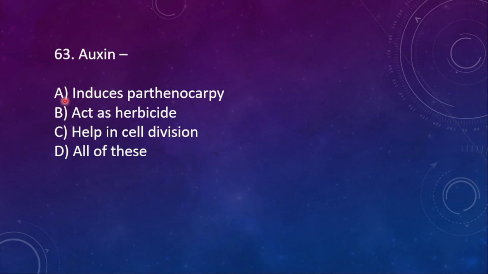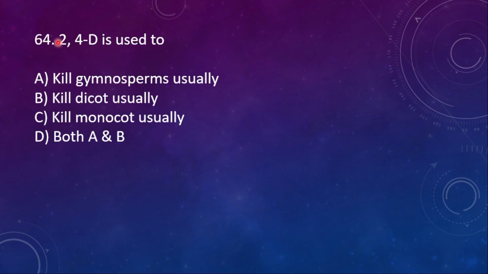63. Auxin A. Induces parthenocarpy. B. Act as herbicide. C. Help in cell division. D. All of this. Here the right option is all of this. Auxin helps in inducing parthenocarpy, and it acts as a herbicide. 2,4-D is an example for that, and it is also helpful in cell division. 64. 2,4-D is used to A. Kill gymnosperm usually. B. Kill dicot usually. C. Kill monocots usually. D. Both A and B. Here the right option is B. It kills unwanted dicots usually.